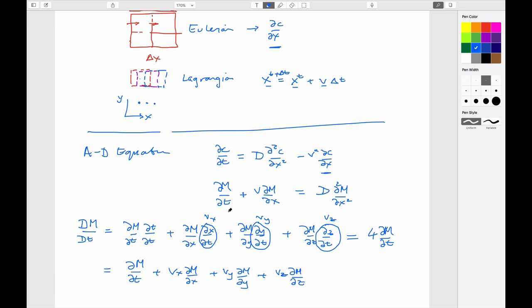The reason for doing that is that you'll notice that this part here is exactly this substantial derivative. And so we could write this as being this dm/dt.